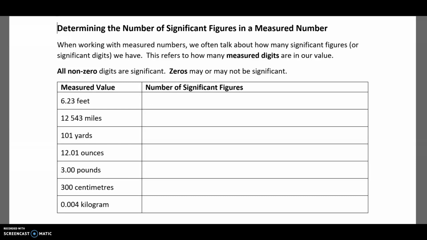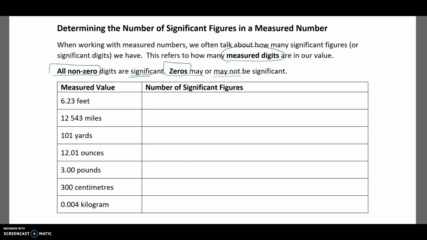Significant figures are simply the digits that were measured in our value. We have some rules to help figure out if a digit was measured or not. Any non-zero digit that was recorded must have been measured by our measuring device, so they are always significant. With zeros, we have to make a decision. A zero may have been measured, which makes it significant, or it may simply be a placeholder, which means it is not significant.